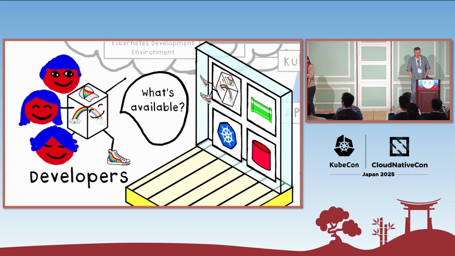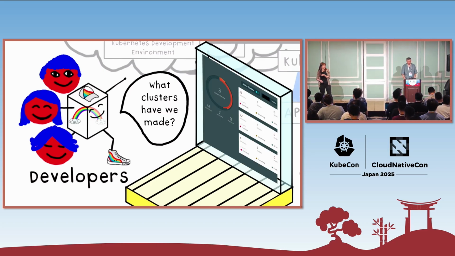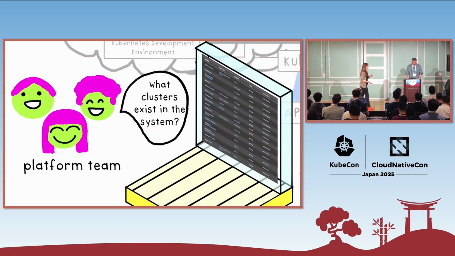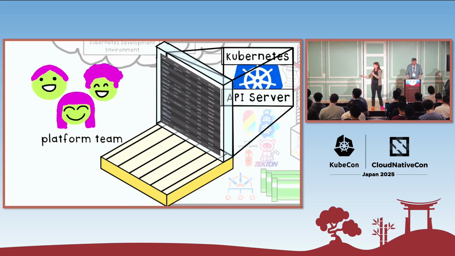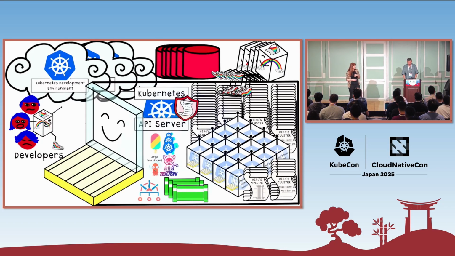So developers can see what's available. They can see education about what's available. They can see what they've already provisioned, and they can actually take action through the interface. And the platform team can also see everything that's made across the cluster. This is also read-only from the Kubernetes API server, so even though it's handy-dandy to have in a GUI, you can do it with kubectl. So with the CLI.